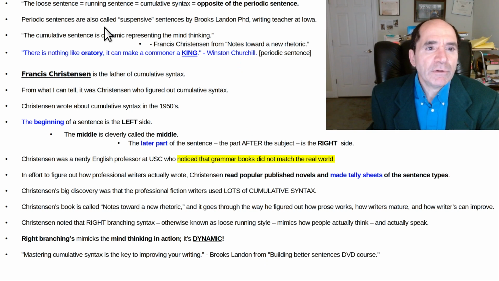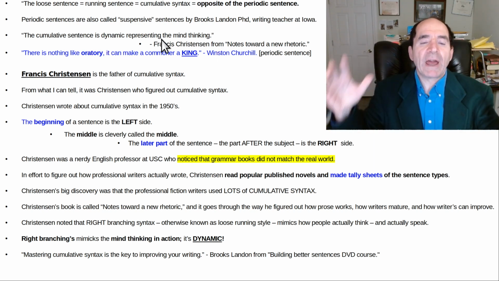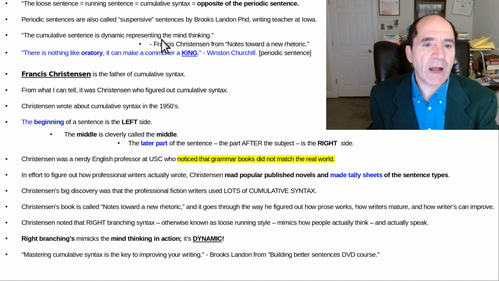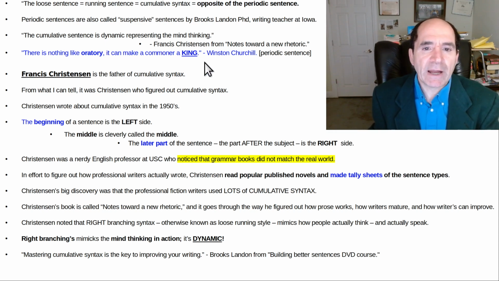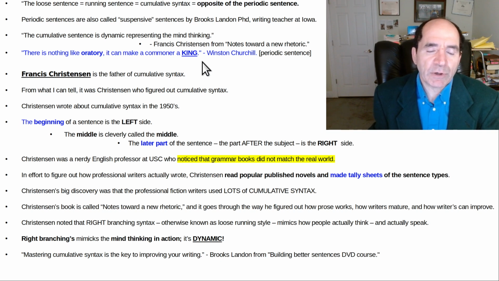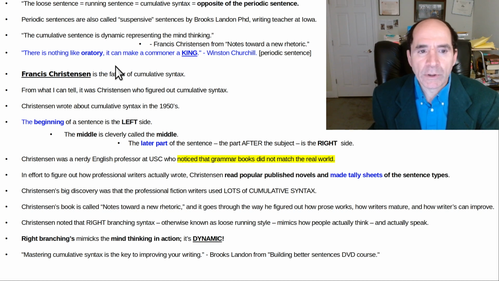Okay, the loose running sentence has been called the opposite of the periodic sentence, like the Ciceronian sentence. Brooks Landon likes to even call the periodic sentence suspensive because you're waiting for that word to come at the end. You're in suspense until it arrives. Here's an example of a periodic or suspensive sentence where the key word comes at the end, like the subject word, if you will. Again, by Winston Churchill: There is nothing like oratory. It can make a commoner a king.